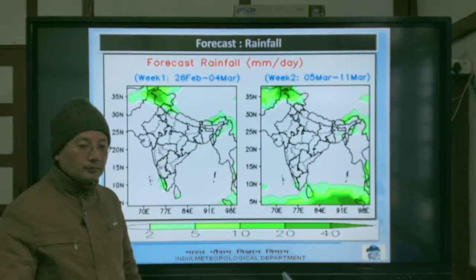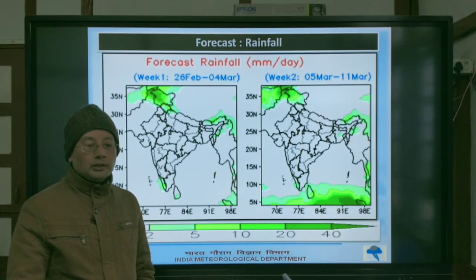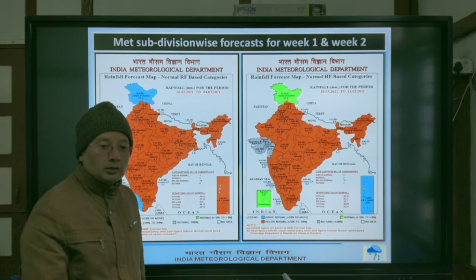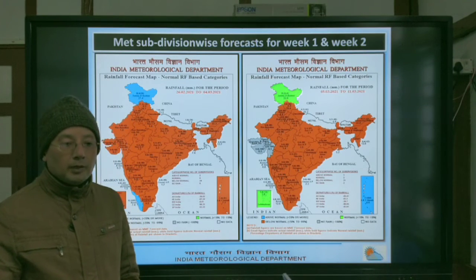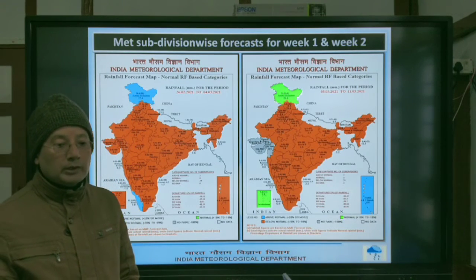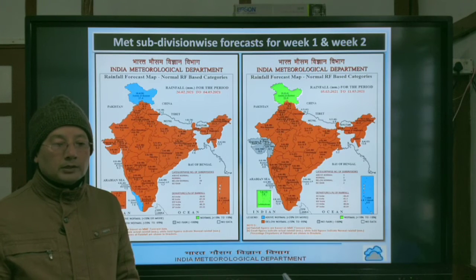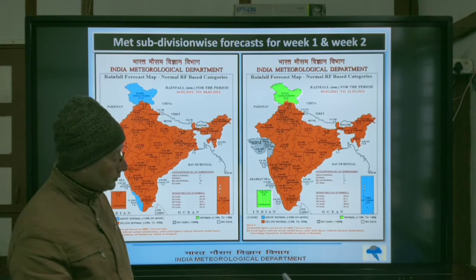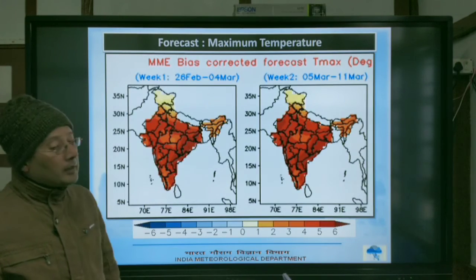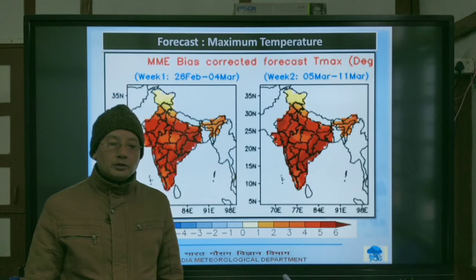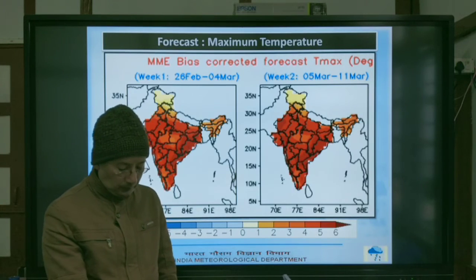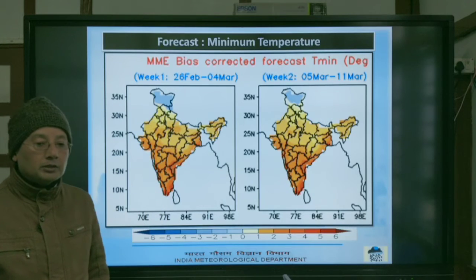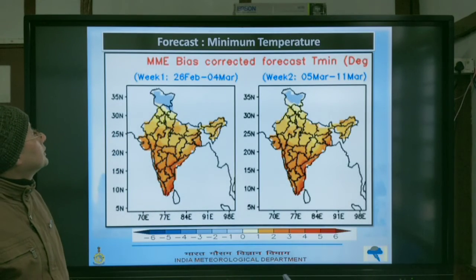Then we have rainfall forecast for the next 2 weeks. Then we have rainfall forecast map for the next 2 weeks from 26th February to 4th March and from 5th March to 11th March. Then we have maximum temperature forecast for next 2 weeks and minimum temperature forecast for the next 2 weeks.